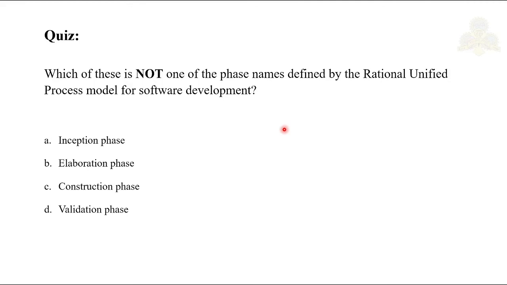The question is, which of these is not one of the phase names defined by the Rational Unified Process Model for software development? Which of these is not one of the phases which is present in the RUP model? You have 2 minutes of time.